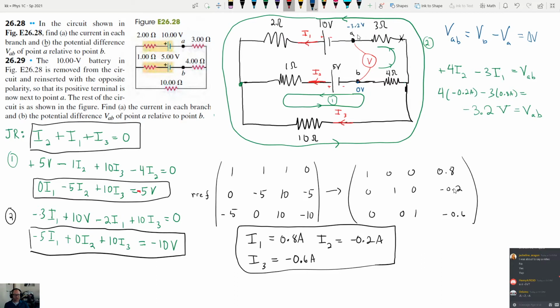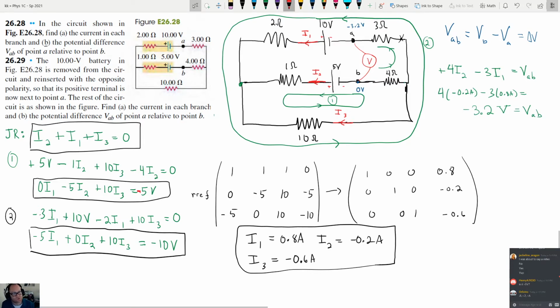Negative 3.2. So VA is 3.2 volts below point B. And I think the way we did that is consistent with that. Now, what would VB minus VA be? It would actually be the opposite of this, wouldn't it? I don't even know if I wrote this right here. Maybe it is VA minus VB.